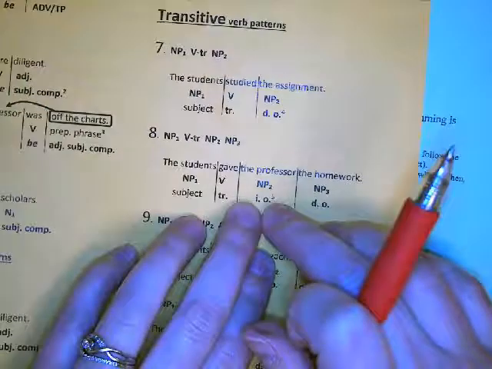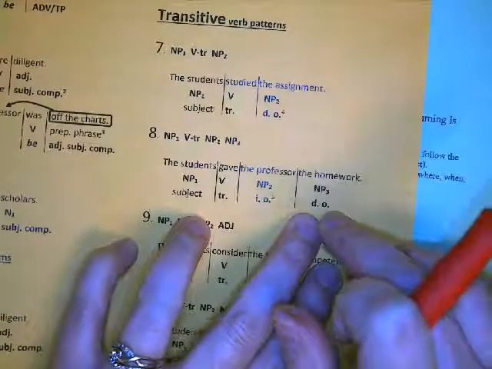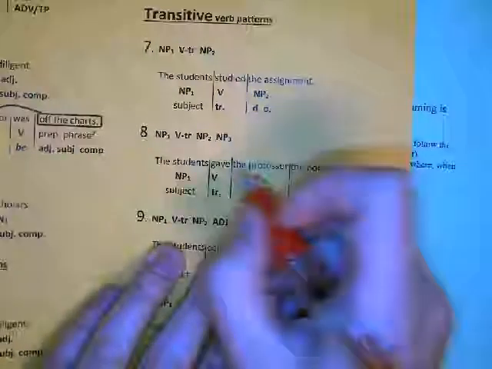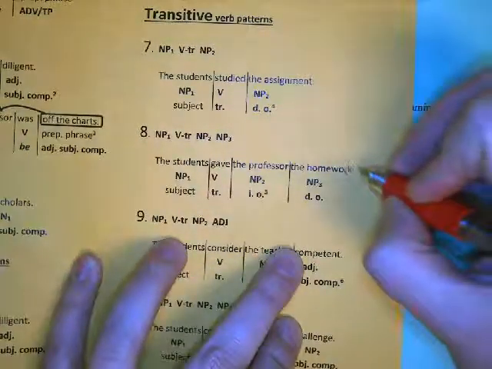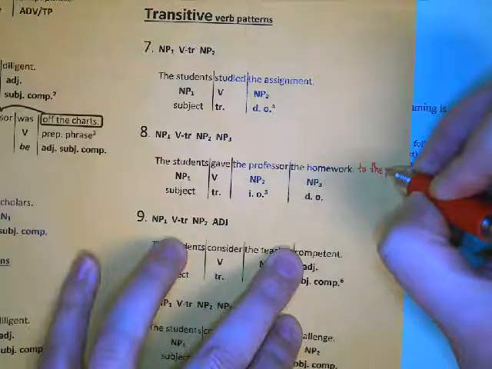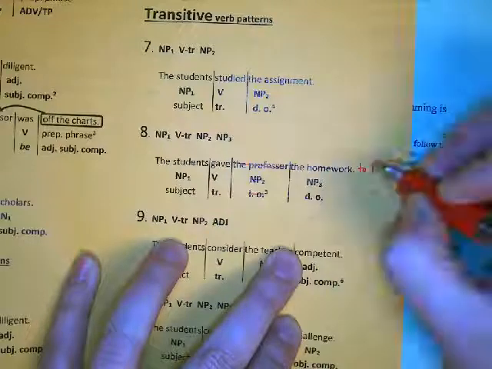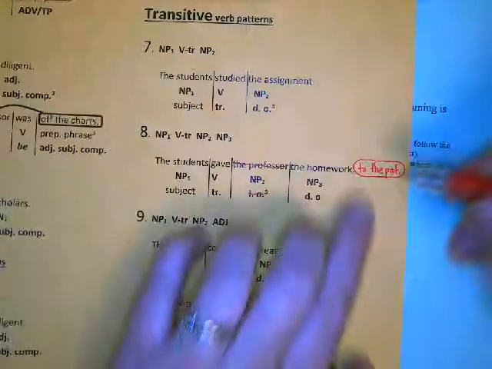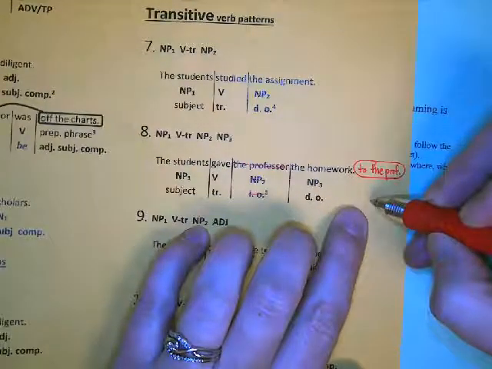Okay, so the professor is going to be your indirect object, and the homework, what was given, is going to be your direct object. So one of the things that can be tricky with pattern 8 is if you take this noun phrase, the indirect object, and you put it at the end, to the professor. So if you got rid of it there, we could have it circled as a prepositional phrase, and it would still be a prepositional phrase in form, but technically it would be functioning as the indirect object.